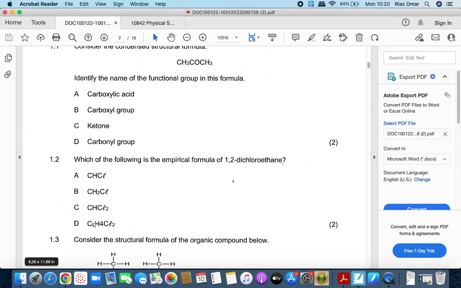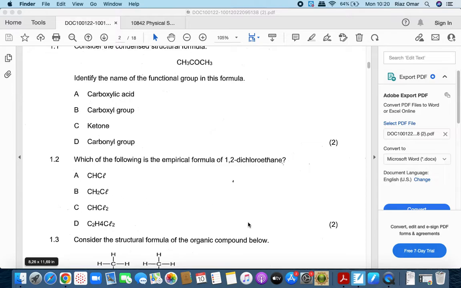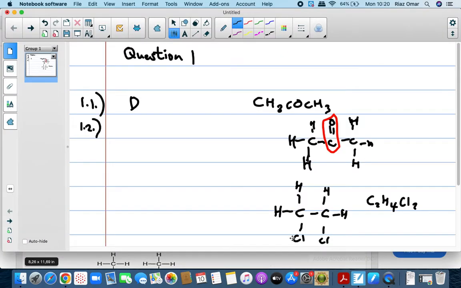So we must see if we got C2H4Cl2 as part of our answer. But this is the formula of the 1,2 dichloroethane. The question here says empirical formula. So we must see, can we simplify the numbers? Can we make it CH2Cl? Yes. So then which answer is CH2Cl? The answer will be B. So the question 1.2, the answer will be B. So let's just write it down there. 1.2, the answer is B.